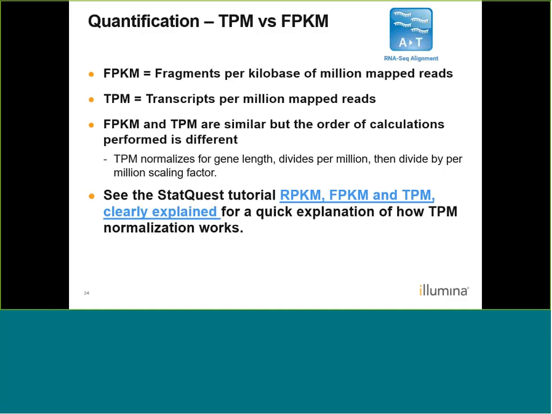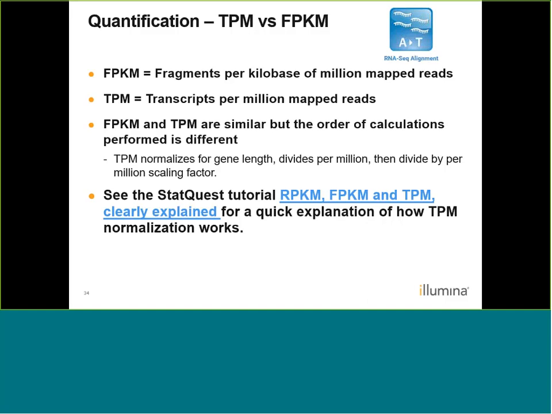When you're performing TPM normalization, we first normalize for gene length, then divide by the per million scaling factor. So when we use TPM, the sum of all TPMs in each sample will be the same. Because the sum is the same, it's easier to compare the proportion of reads that are mapped for each gene in each sample. In contrast, with FPKM, the sum of the normalized reads could vary, and it will be different.